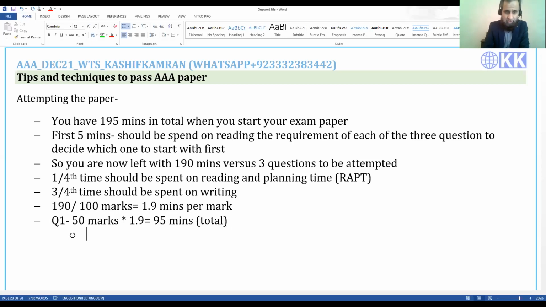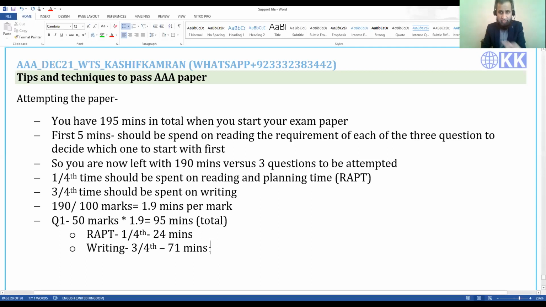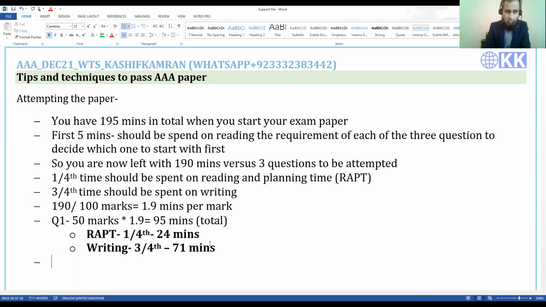Now, how much time for RAPT? Tell me the RAPT time. 1/4 of 95 minutes, about 24 minutes. Okay, and what about writing? 3/4 on writing. How much would that be? 71. Okay. I hope you're giving me the right answers, because I'm just trusting your answers. If anything is wrong, then you are to be blamed, not me. Is that clear?